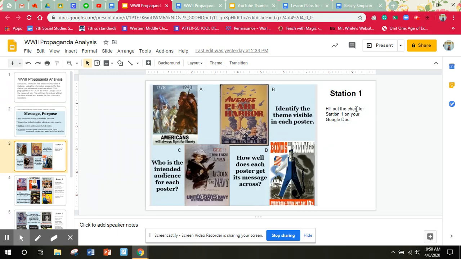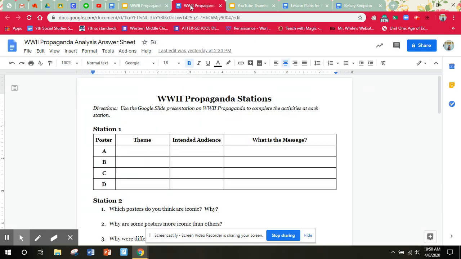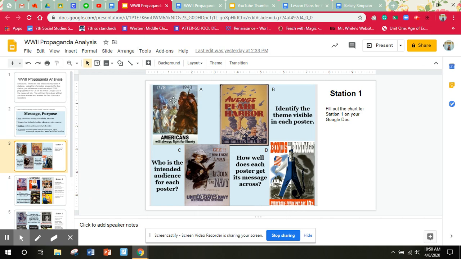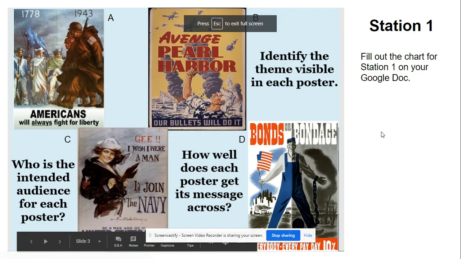So what you're going to do is fill out the chart for station 1 on your Google Doc. So if we go back to the Google Doc, we're just going to look and see what we need. All right, so there are 4 posters on this station. I see A, B, C, and D. I'm looking for the theme of a poster, the intended audience, and what is the message. All right, so I'm going to go back and we're going to look at poster A. So this is poster A. If you put it in present mode, it'll make it a little bigger for you.